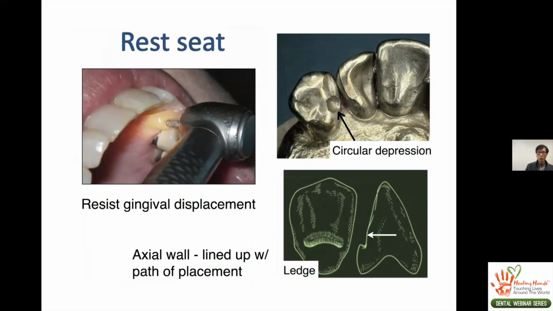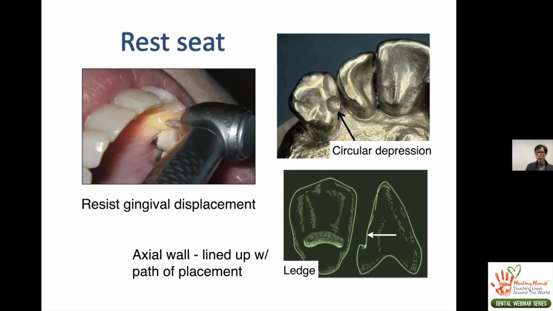What is really important is, just to make sure that the rest seat is developed to resist the gingival displacement, I take a perio probe and press down against the rest seat in gingival direction to confirm whether the perio probe slips in gingival direction or stays there. If it stays there, that means there's a good resistance to prevent a gingival displacement of a denture. There would be a good positive rest seat.